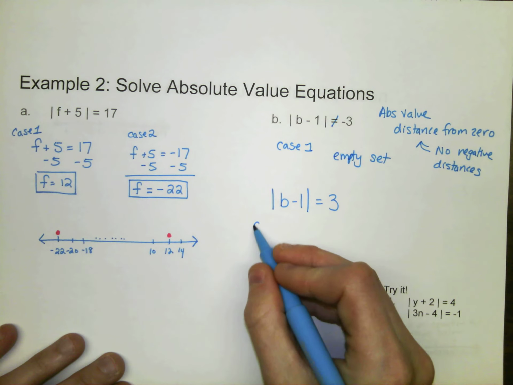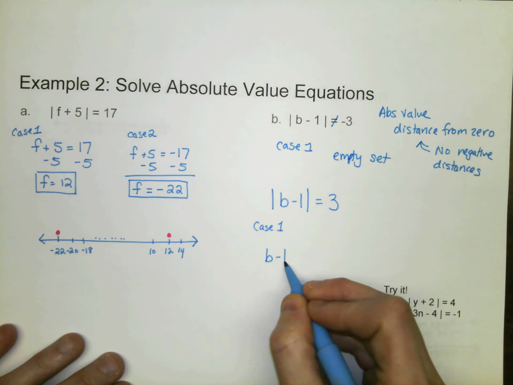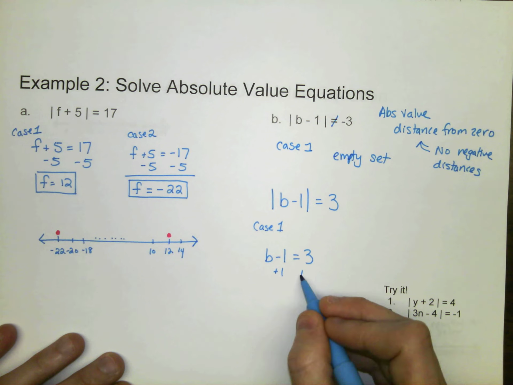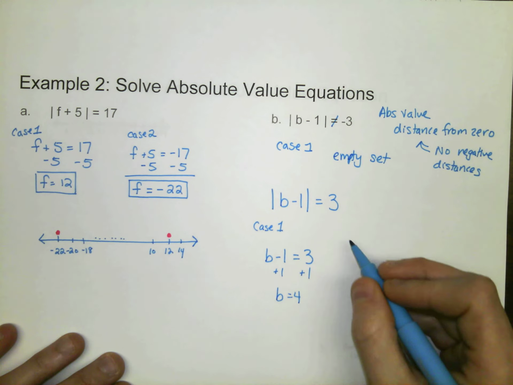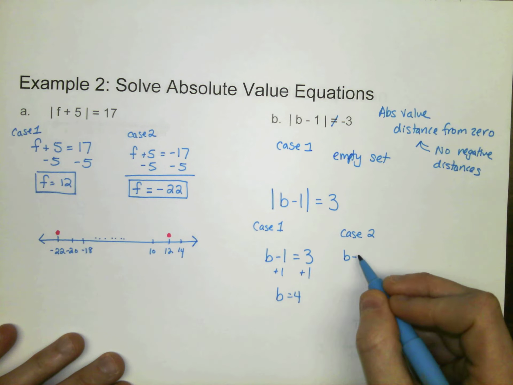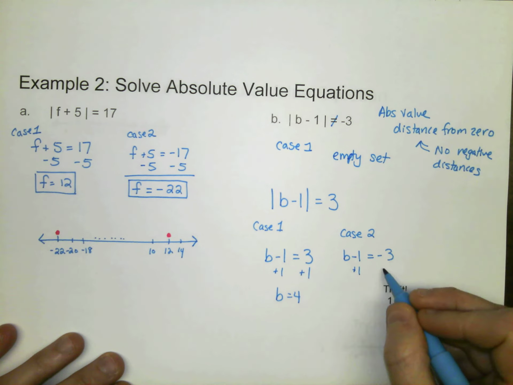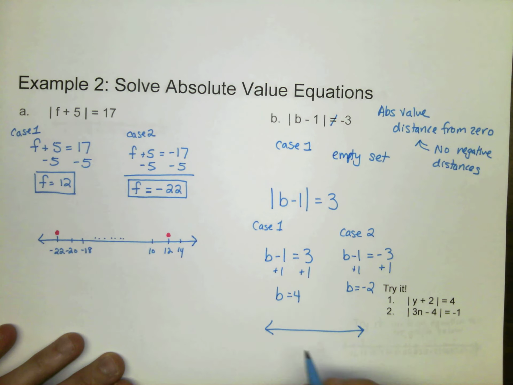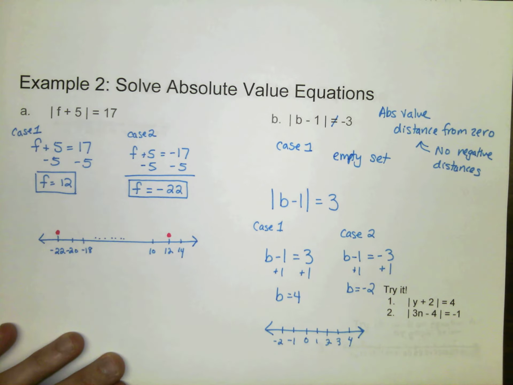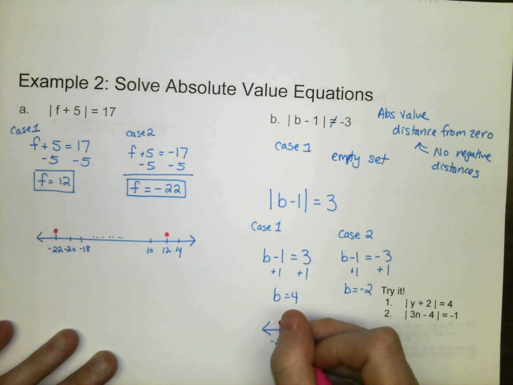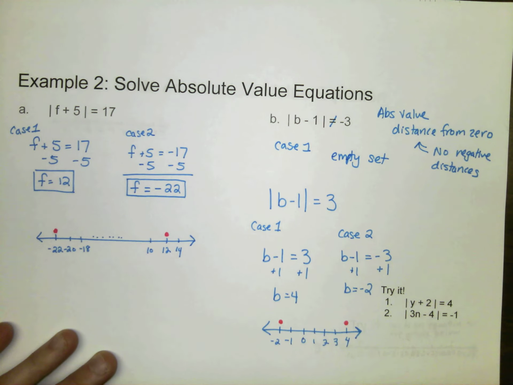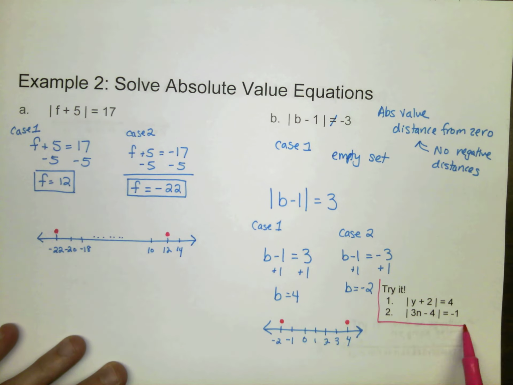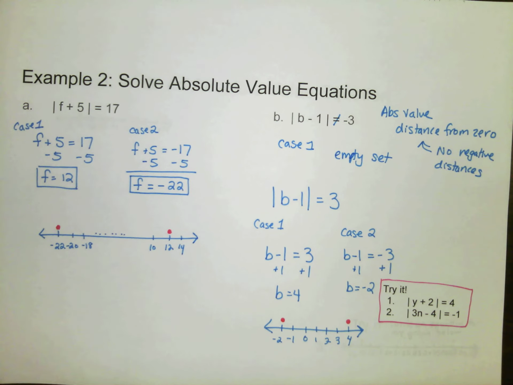That would be possible. So in case 1, we'd say b minus 1 equals 3. So add 1, b equals 4. In case 2, b minus 1 equals negative 3. Add 1, b equals negative 2. Then on our number line, we could have negative 2, negative 1, 0, 4, and then we would just plot these as filled in circles. Okay? I want you to try these two problems on your own and press pause now.